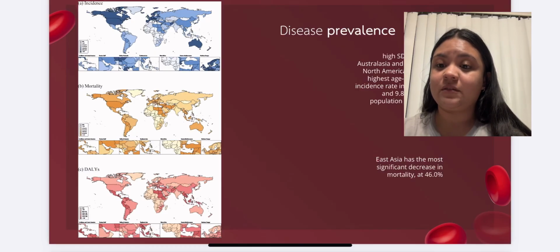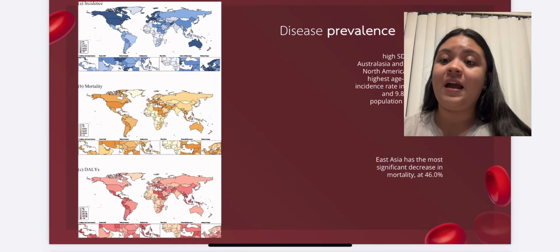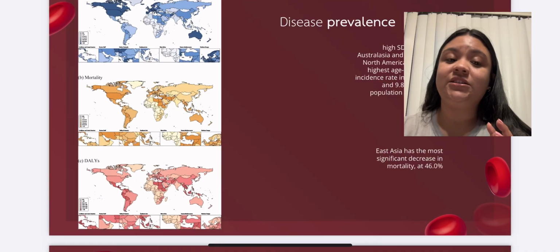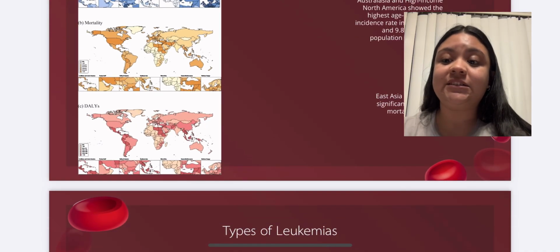East Asia has the most significant decrease in mortality at 46%. That means East Asia has decreased the mortality of leukemia by 46%.